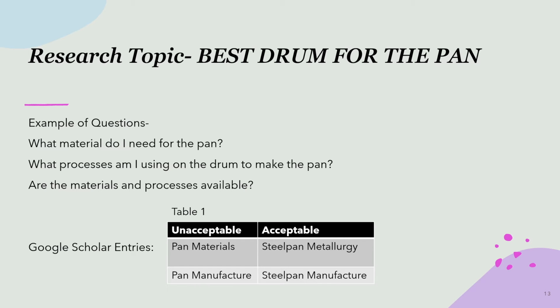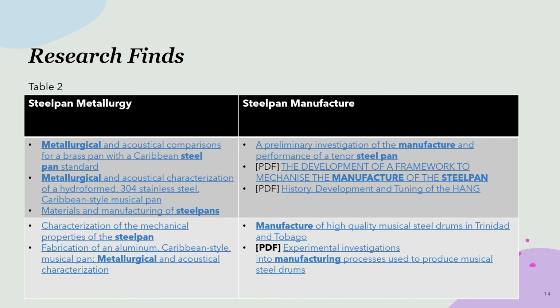Usually, if you're using Google Scholar, you'd want to use specific terms to help you in your research. In the table, I show some unacceptable and acceptable terms. Using the respective terms Steelpan metallurgy and Steelpan manufacture, below you would see a set of finds to assist us in our research.